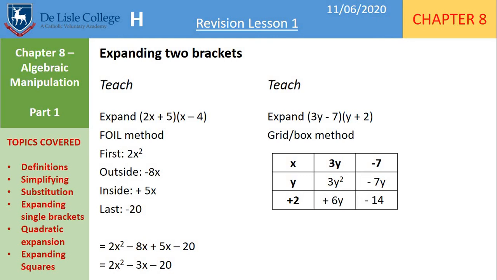Then again, we need to collect the like terms. The like terms here are the negative 7y and the plus 6y. And then we can write our answer. 3y squared, take away y, take away 14. So those are the two main methods that get used. So whichever method you prefer is the one you are going to be using.